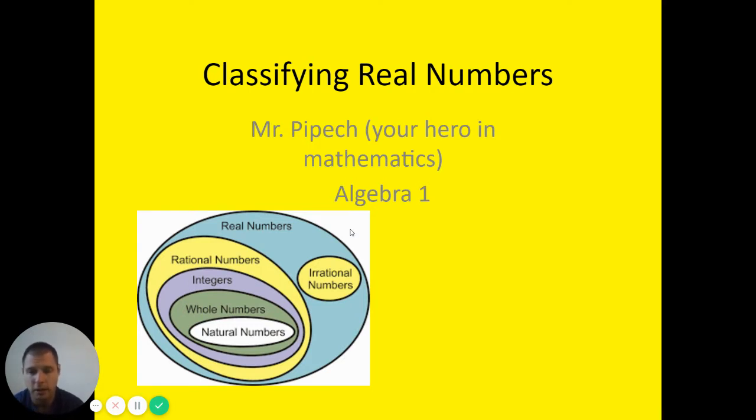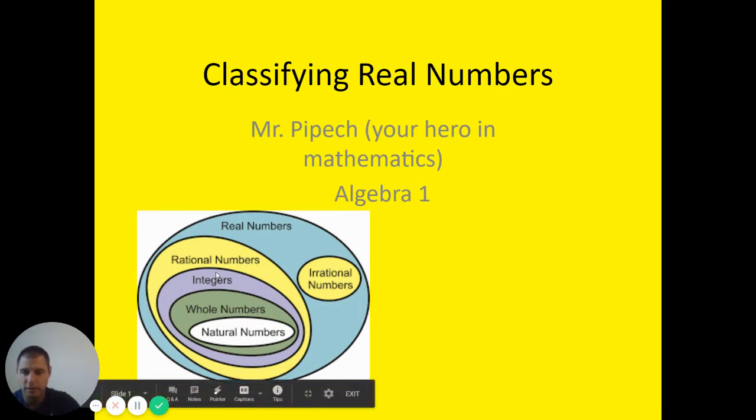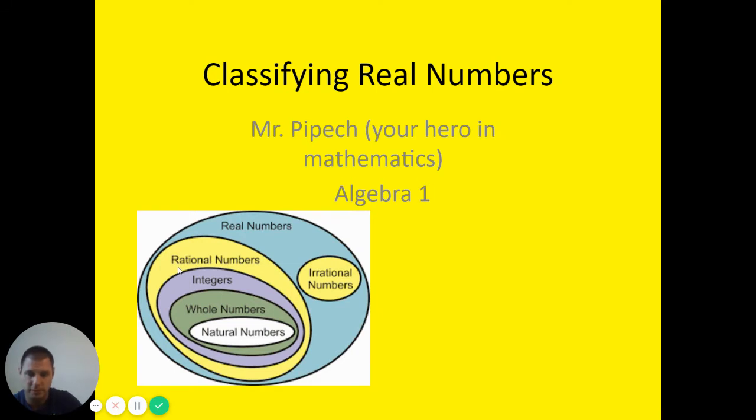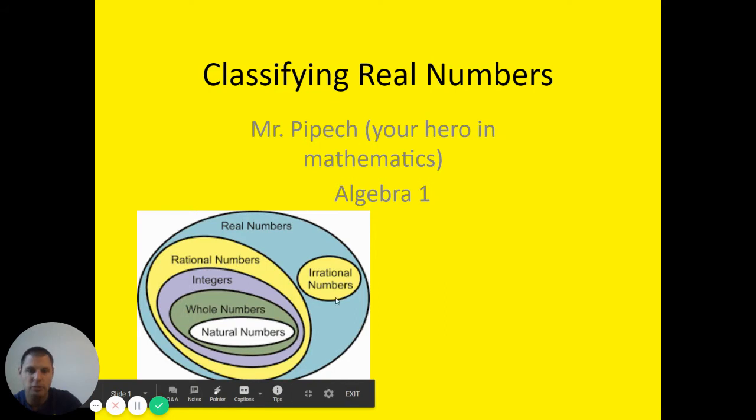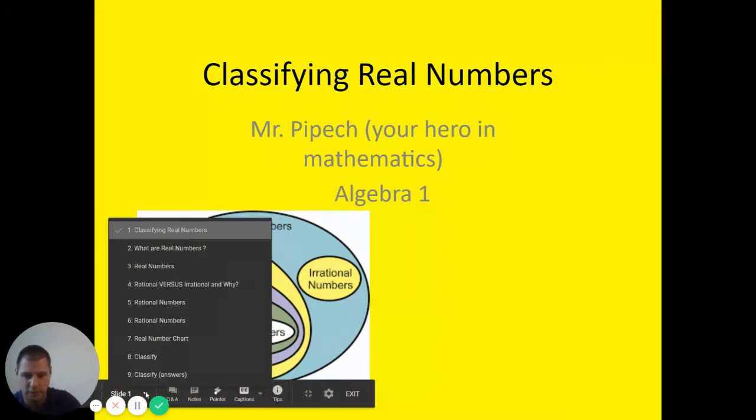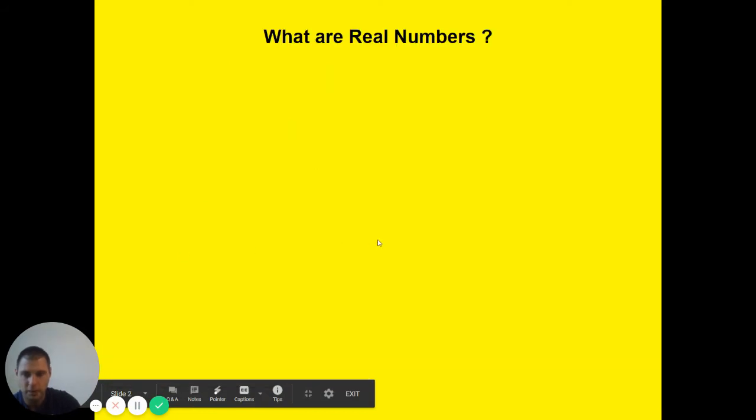Now, we're going to talk about some of these subsets tomorrow, but the main thing I want you to understand today is there's two main types of real numbers. We have rational numbers and then we have irrational numbers. So what we're going to focus on today is understanding the difference between those two. I just gave you a brief summary of what real numbers are.